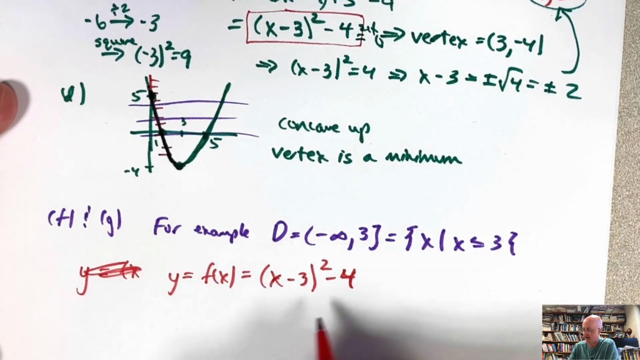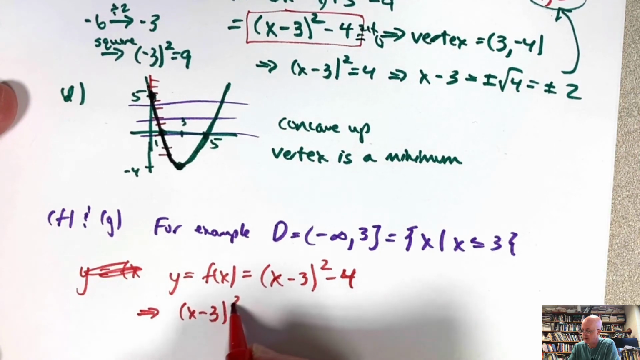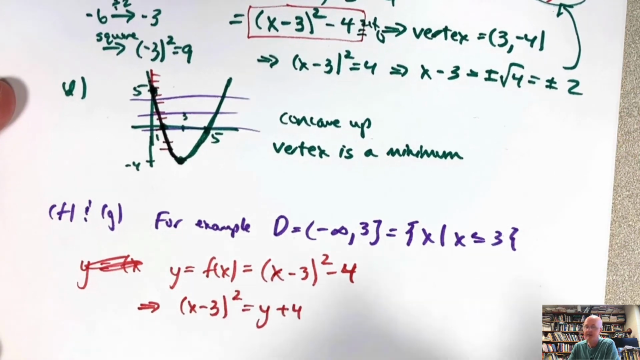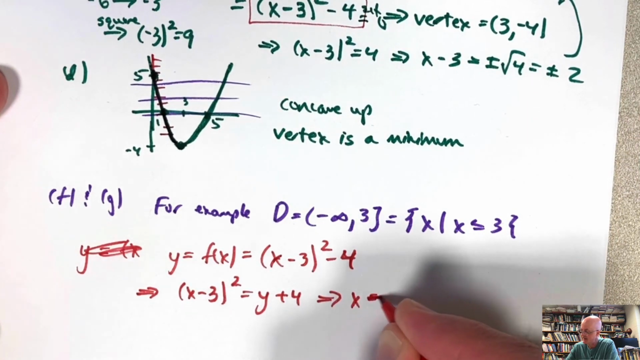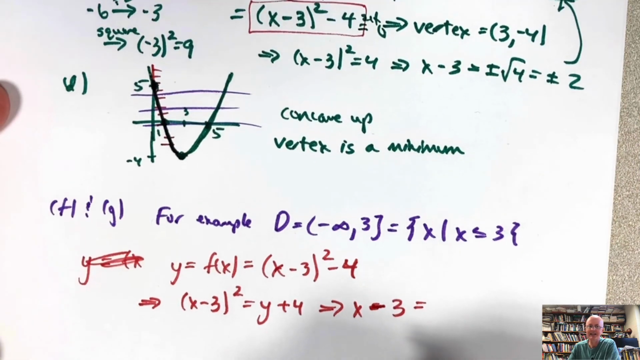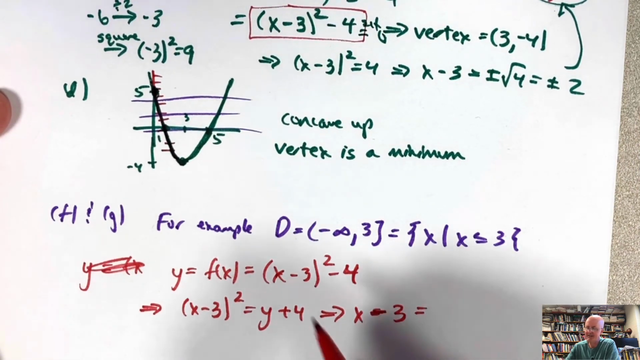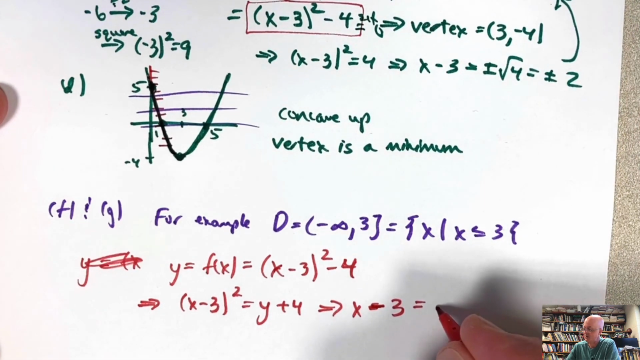So solve for x. Add 4 to both sides. I'll write (x minus 3) quantity squared equals y plus 4. Take the square root of both sides, and, okay, careful. Do I take plus or minus square root or both? You got to take one, because you want a single output for the inverse function. Which one do you take? Since you're wanting x to be less than or equal to 3 here, we better choose the minus square root.